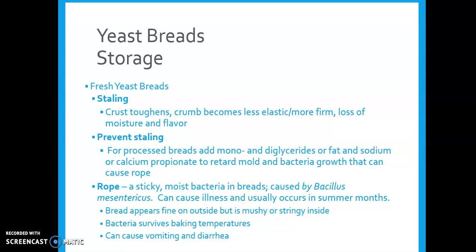So what happens with staling? What's the process that happens? The crust toughens, the crumb becomes less elastic and more firm, and you lose some moisture and flavor. To prevent staling, a lot of processed breads have added mono and diglycerides or fat and sodium or calcium propionate to retard the mold and bacteria growth that can cause rope.